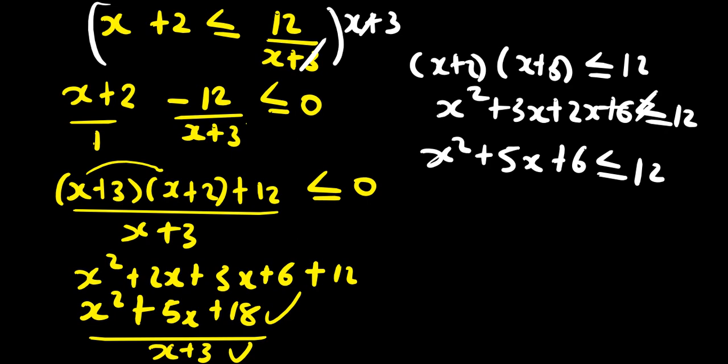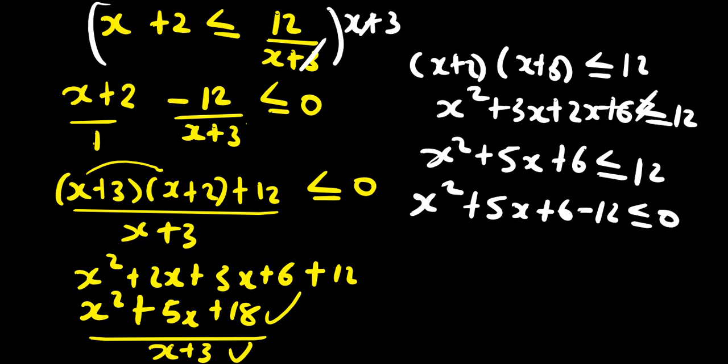So what I'm going to do is, I'm going to say x squared plus 5x plus 6. I'm going to take the 12 to the other side, it becomes negative 12. This is less than or equal to 0. Actually, that's when it now becomes correct. So x squared plus 5x, plus 6 minus 12, that is a negative 6. This whole expression is less than or equal to 0. Now it makes sense.